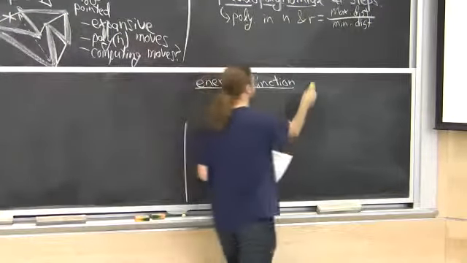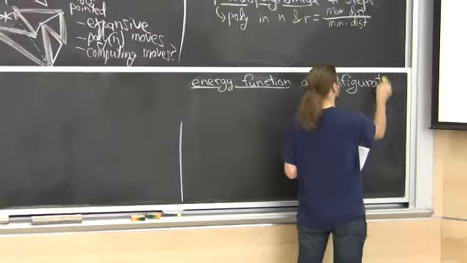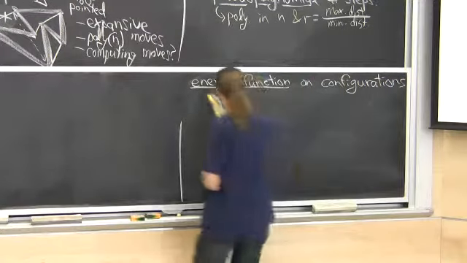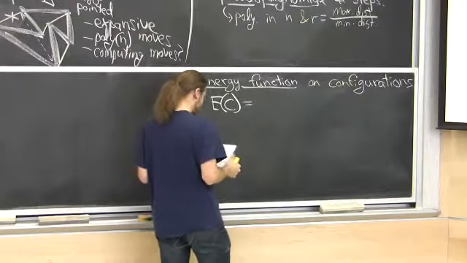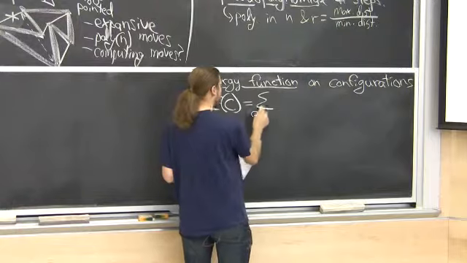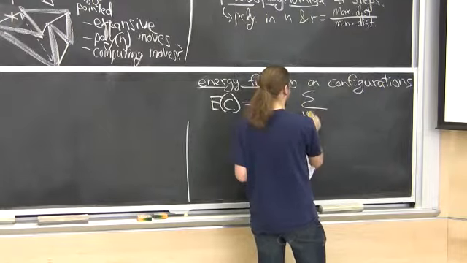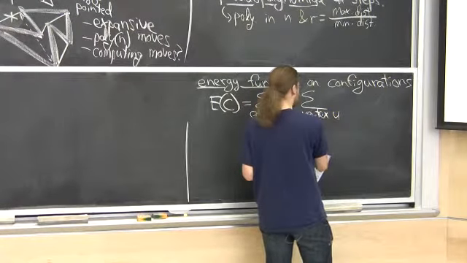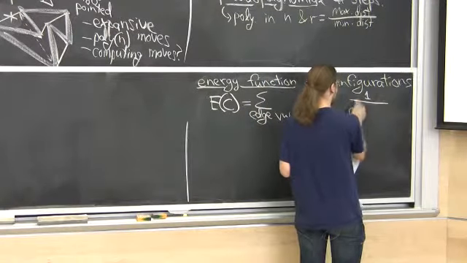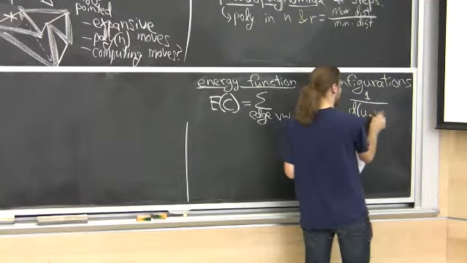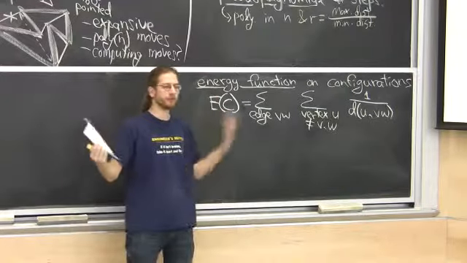That does just that. It's a function on configurations. So I'm going to write E of C. No M in this equation. We're going to sum over all edges VW, and then sum over all vertices U different from V and W. And we're going to take 1 over the distance from U to the edge. This is just saying sum over all non-incident vertices and edges.